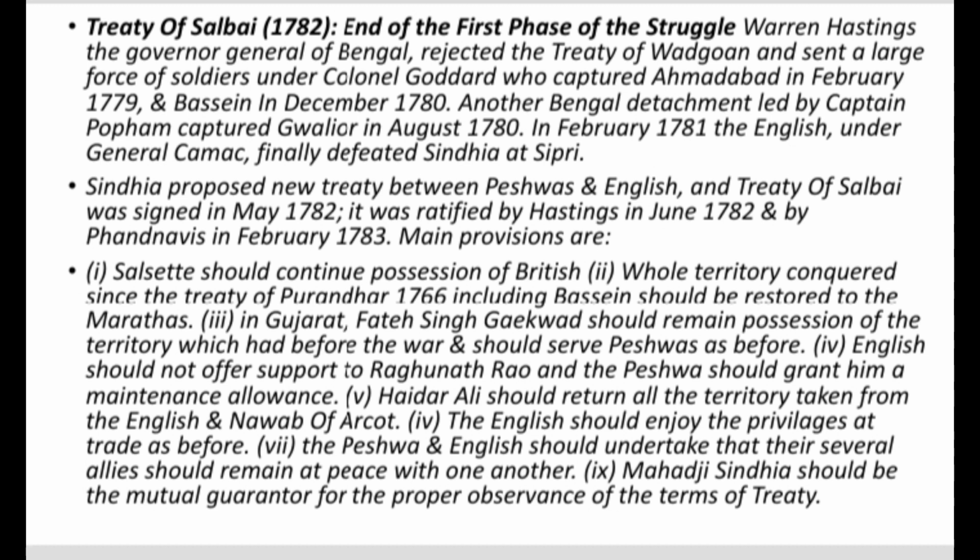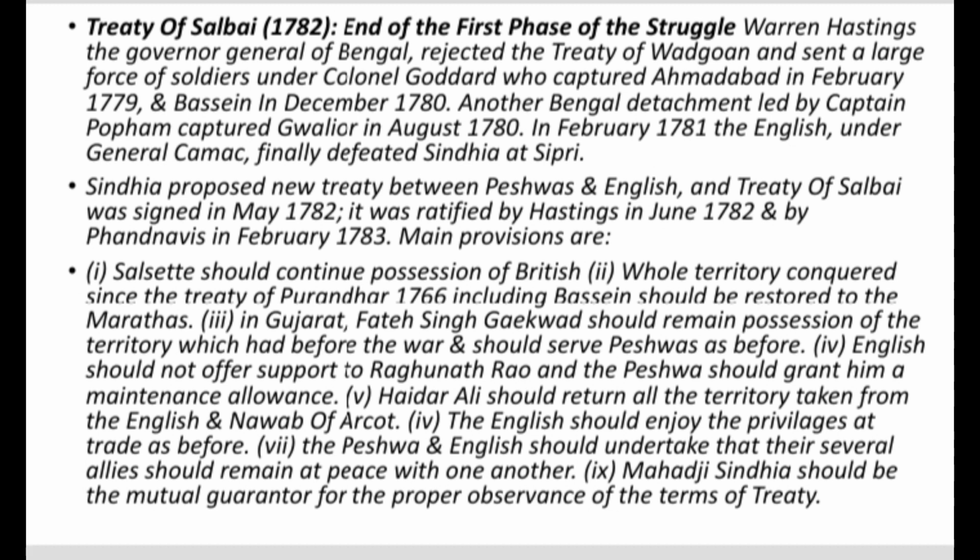The main provisions of the Treaty of Salbai were that Salsette should continue in the possession of the English. The whole of the territory conquered since the Treaty of Purandar in 1776, including Bassein, should be restored to the Marathas. In Gujarat, Fateh Singh Gaikwad should remain in possession of the territory which he had before the war and should serve the Peshwa as before.